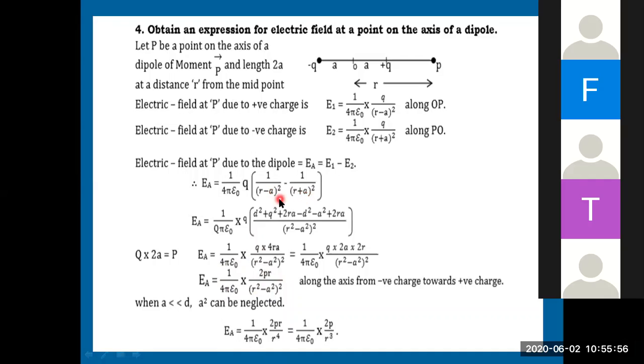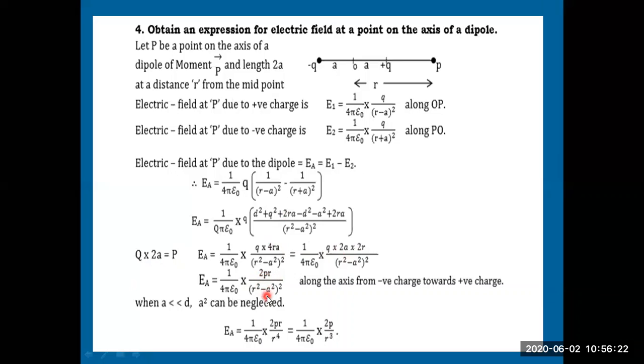Here take LCM. A plus B, A minus B the whole square, you'll get A square minus B square. There's no need to show this step. Directly, if you simplify the numerator, you will get Q into 4AR. This 4AR will be split into 2A into 2R. 2A into Q will give you your dipole moment P. So this will become 2PR divided by R square minus A square the whole square.